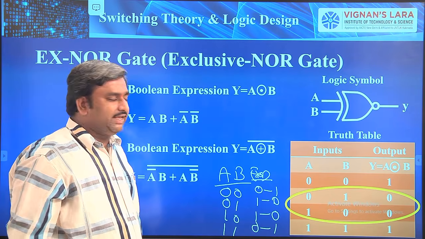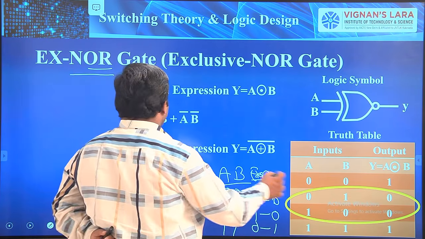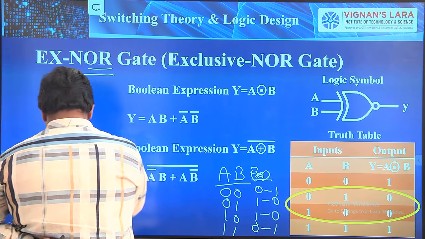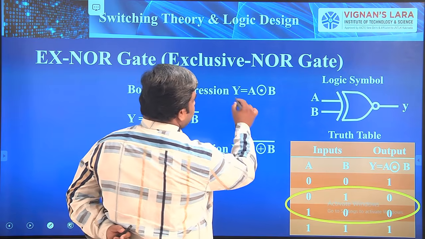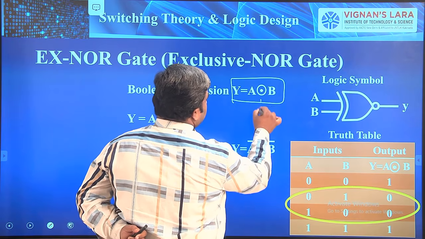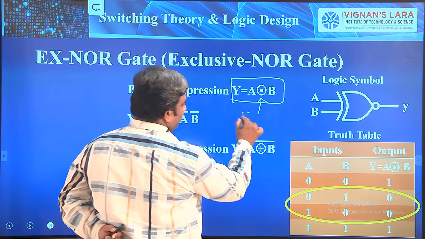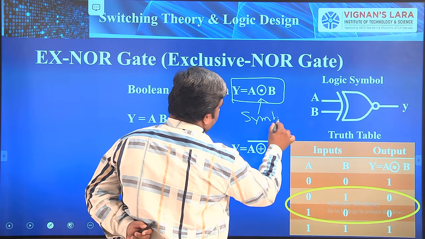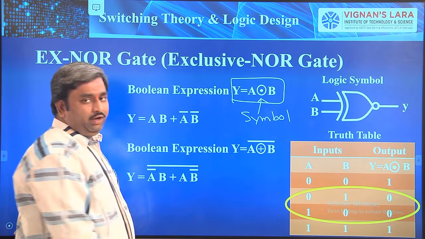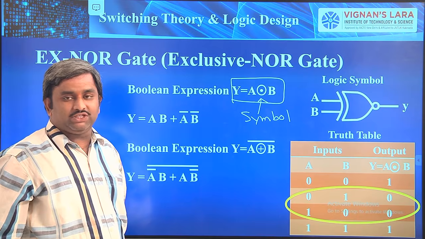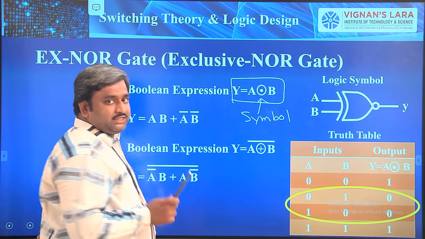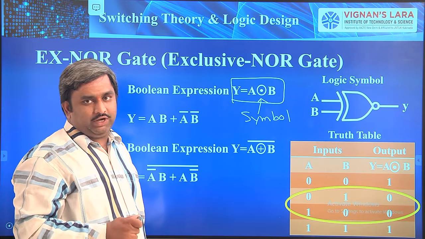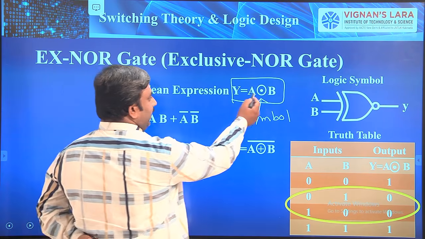So this is the XNOR gate operation representation. This is the Boolean function, and this is the symbol. So this is the symbol for the XNOR gate operation. For the XNOR gate operation, we are using a circle with a dot. A circle inside with a dot, we are representing the XNOR operation. Y is equal to A XNOR B.